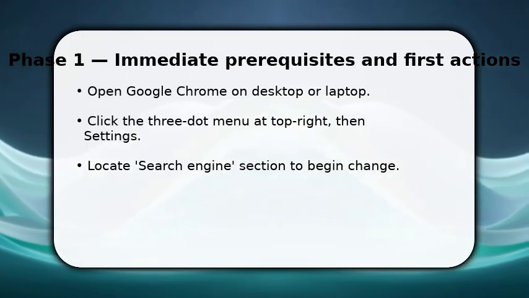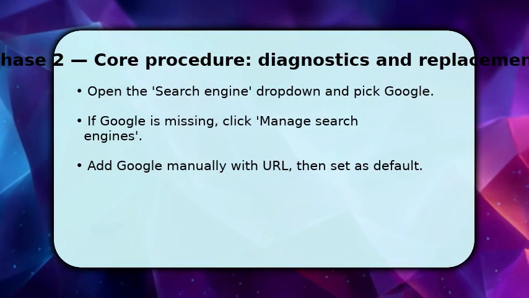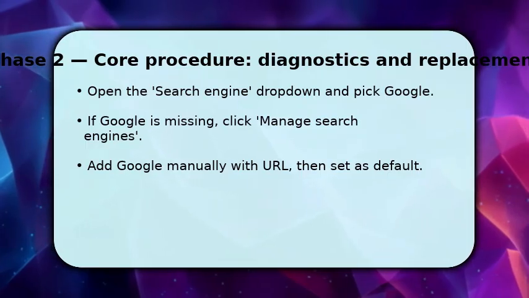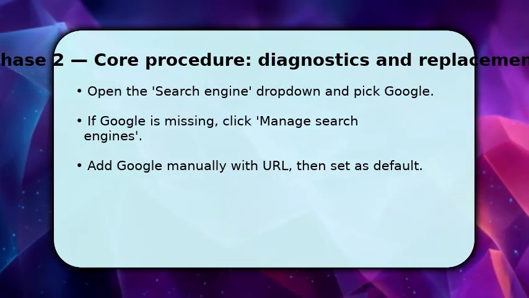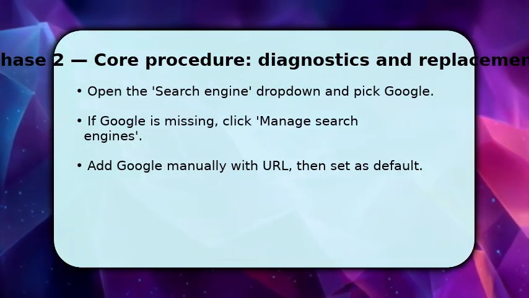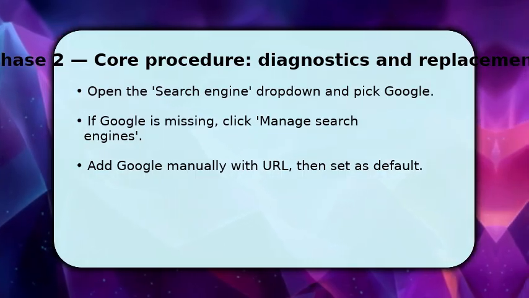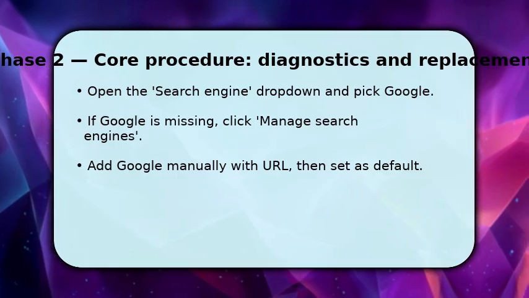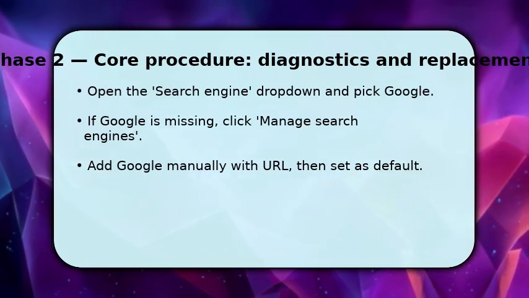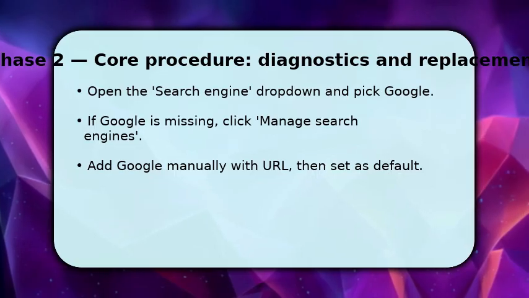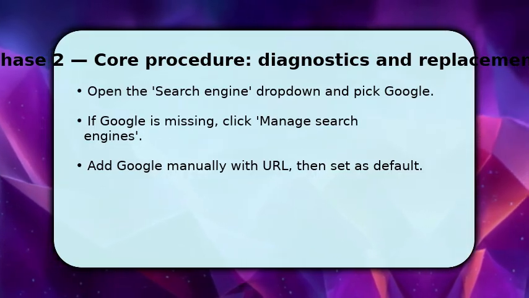If Google isn't listed, click Manage Search Engines, then add to input the search name, keyword, and the URL, https://www.google.com/search?q=%s. After adding, hover the new entry and choose Make Default. Make sure to restart any open tabs or windows so the change applies everywhere.